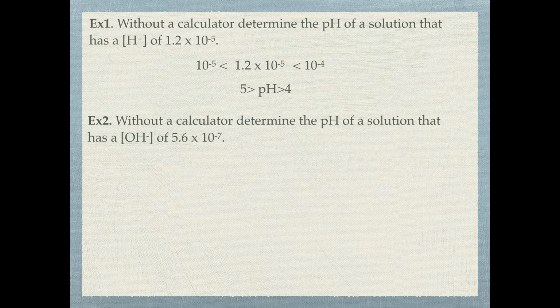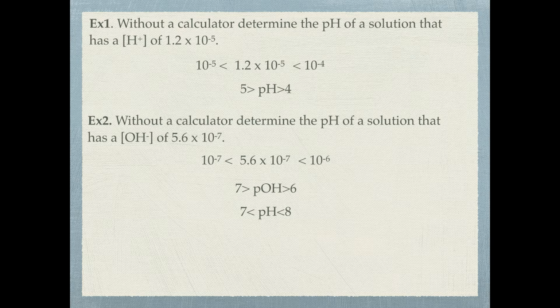Okay, let's look at another problem. So here I'm told my concentration of hydroxide is 5.6 times 10 to the negative 7, all right? So 5.6 times 10 to the negative 7th is greater than 10 to the negative 7th, but it's less than 10 to the negative 6th, which tells me that my pOH is going to be somewhere between 6 and 7. Keep in mind it's pOH because I'm using the concentration of hydroxide. So it's somewhere between 6 and 7, which means my pH is going to be somewhere between 7 and 8.